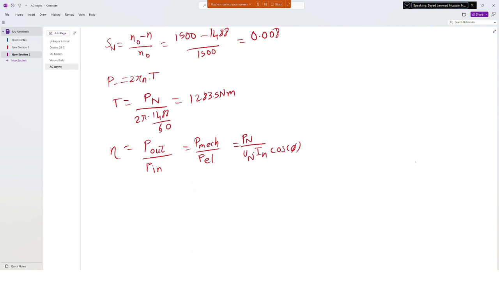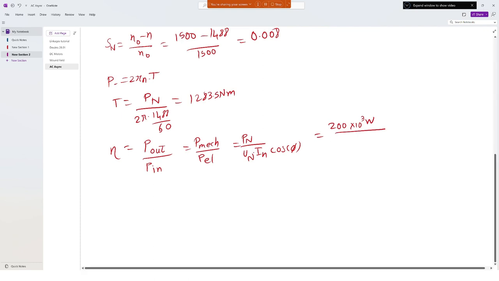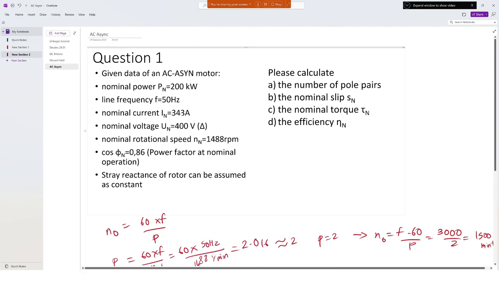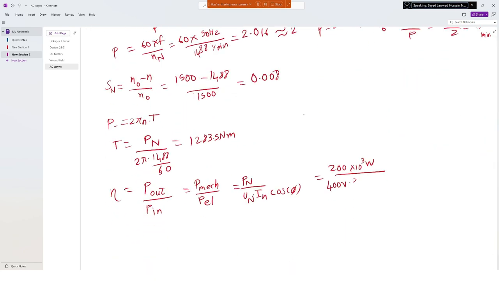So, that will be 200 into 10 power 3 watts divided by how much voltage? 400 volts. How many amps? 343 amps, and cos phi is given as 0.86. They didn't give us the angle, they directly gave us the cos phi value. Cos phi is a unitless quantity. Sorry, P electrical is not just that, there is also a root 3, I'm forgetting. Because it's a delta configuration, we use the equation for delta, and the voltage is the line voltage given.